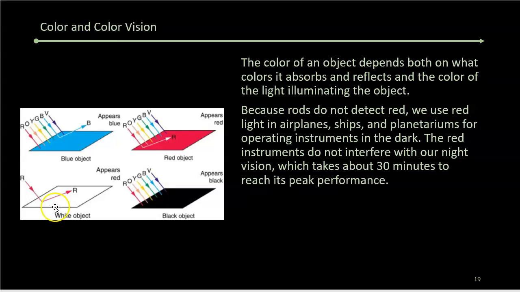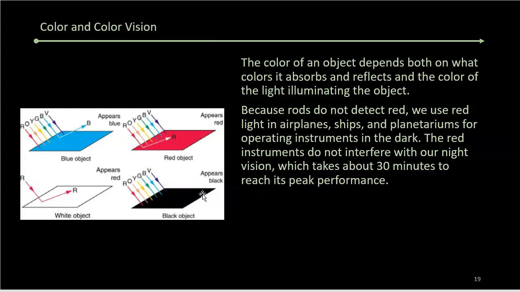And so a blue object is blue because it absorbs everything else and just the blue reflects off. And same for red. A white object reflects everything. But if you shine a red light on it, it appears red, or a blue light on it, it appears blue. And then a black object absorbs everything.